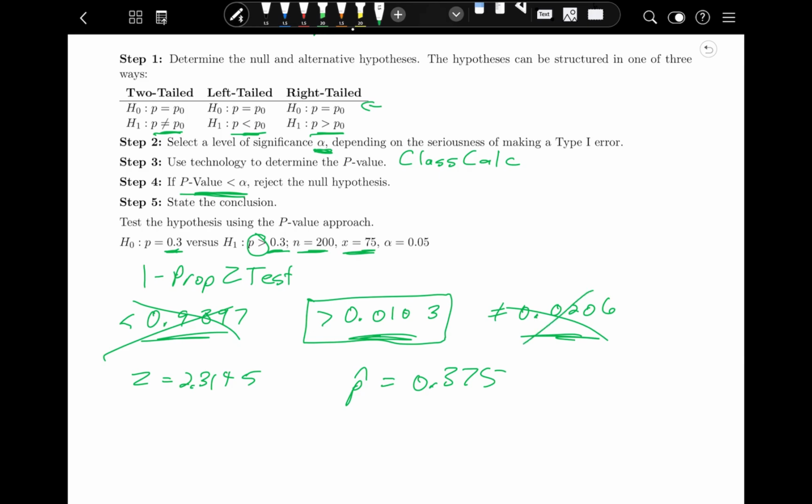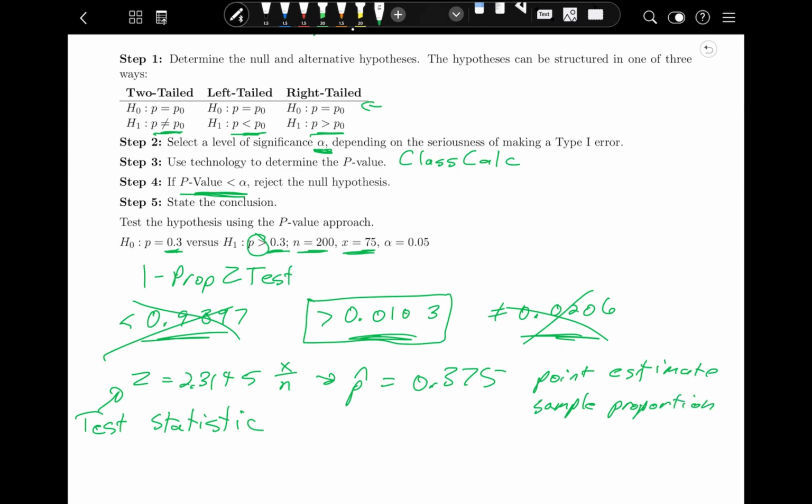Okay, this value, the Z, is called the test statistic. That's the z-score of our data value, the z-score of x divided by n. And then this is x divided by n, p hat, right? That's the value you get. So that's the point estimate, which in this case is the sample proportion. Okay, so those are the 5 values that you get when you use ClassCalc to do this.